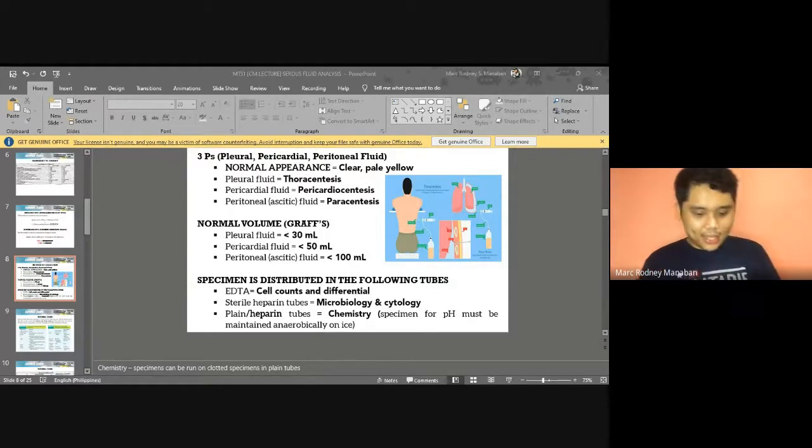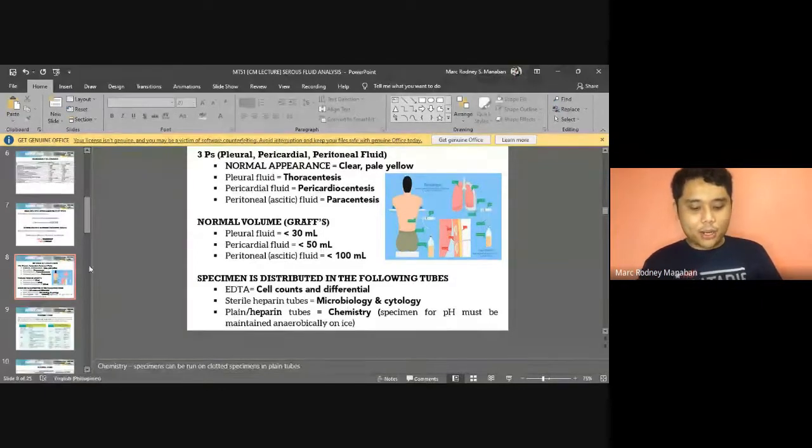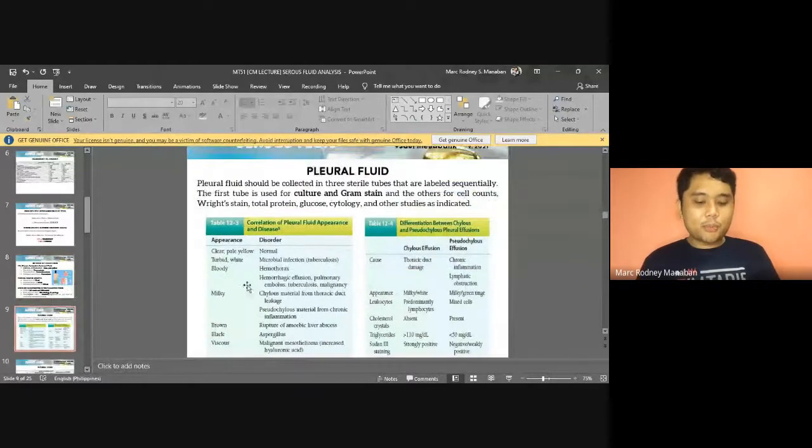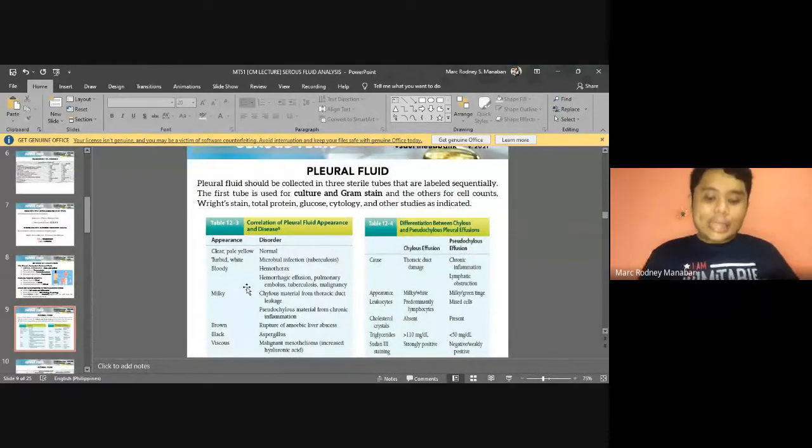Okay, alright, sige, ayan. Sige, that's for your collection, alright? So we'll start first with your pleural fluids. So for the other, sa mga remaining serous fluids, tabular ang gitatanan.